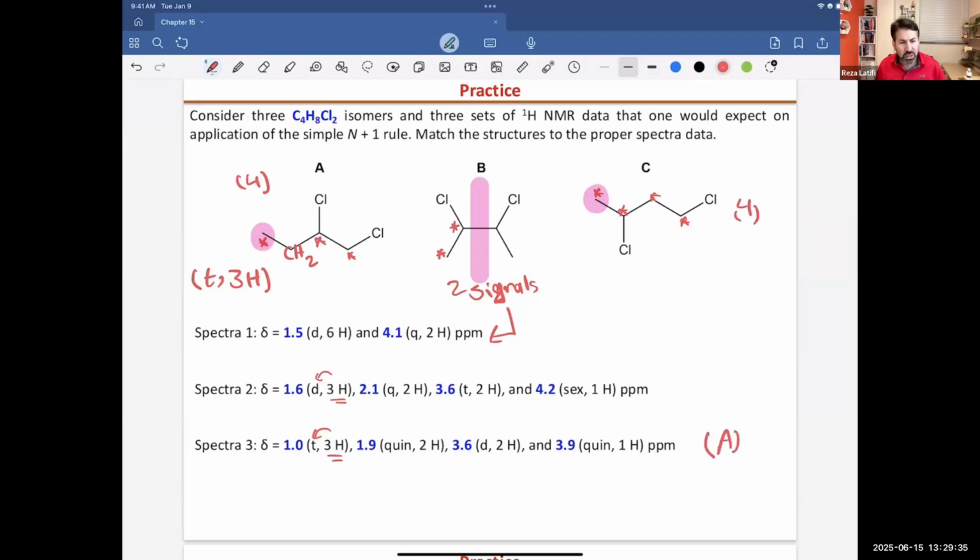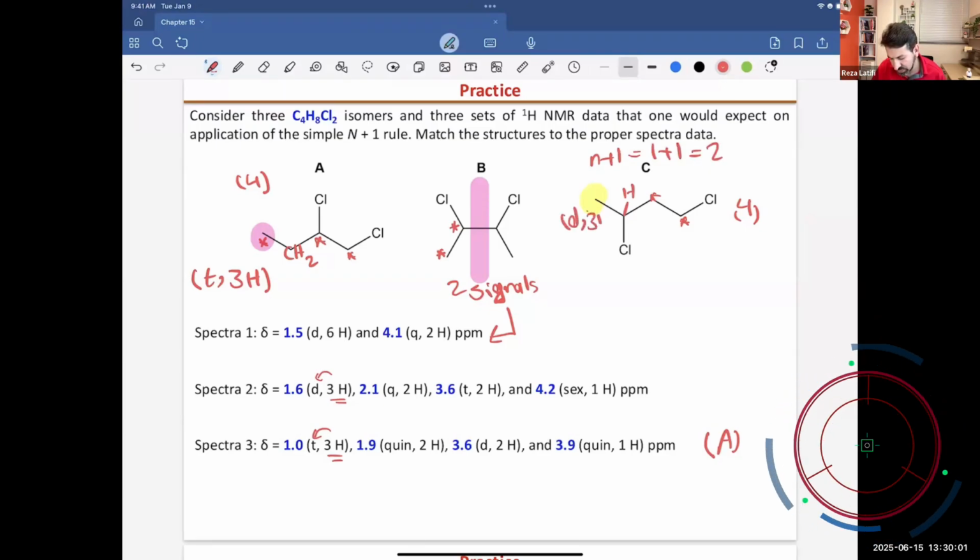Now how about this methyl? Let's go after this methyl. I'm going to highlight it with a different color. Now let's check the neighbor. The neighbor has only 1 hydrogen, and that's going to split the methyl to a doublet. N plus 1, we have 1 plus 1, that's going to be a doublet. So we will have a doublet signal for 3 hydrogen, and that's going to be B.